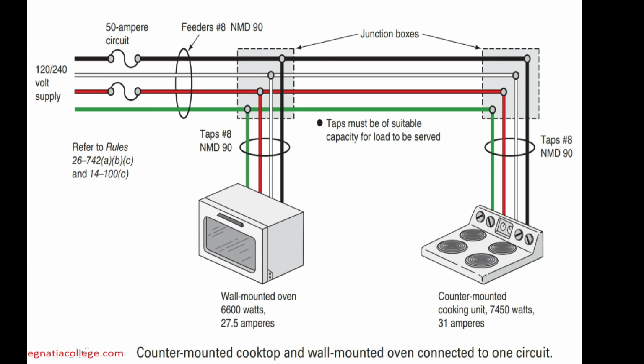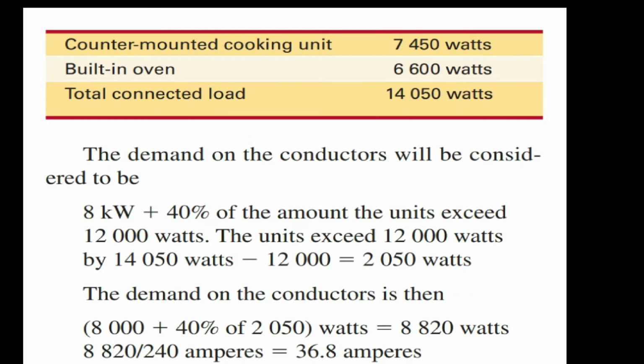The demand on the conductors is considered to be 8 kW for ranges up to 12 kW, and 8 kW plus 40% of the amount by which the cooking units exceed 12 kW when the combined load of the units exceeds 12 kW. This figure shows a countertop cooking unit and a built-in oven connected to a single branch circuit. The calculation of the demand load is 14,050 watts.